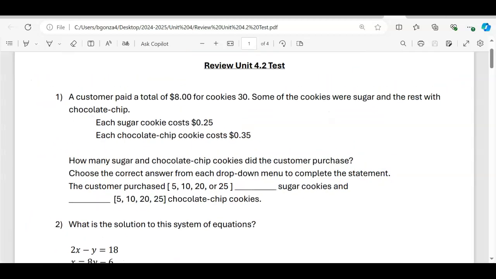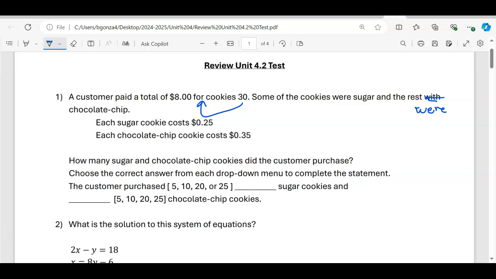Let's do it. It says a customer paid a total of $8 for cookies, for 30 cookies. Some of the cookies were sugar and the rest were chocolate chip. Okay, sorry, some typos here. Each sugar cookie costs 25 cents. Each chocolate chip cookie costs 35 cents. How many sugar and chocolate chip cookies did the customer purchase?